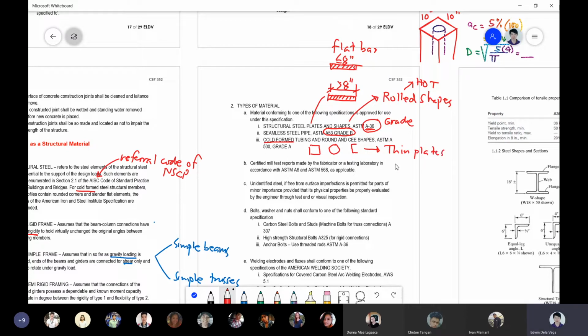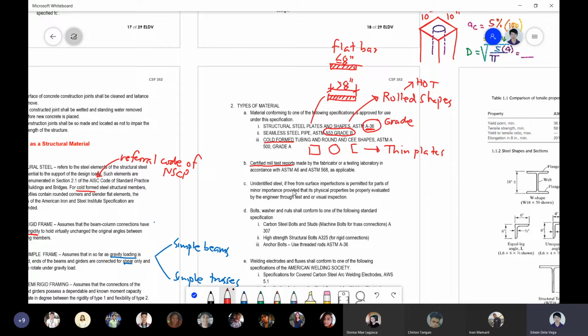Okay, so for letter B, certified mill test reports made by the fabricator or testing laboratory in accordance with the ASTM A6 and ASTM A568 as applicable. So these are just for certification purposes, that your shapes and types are passing the requirement of ASTM A6 and ASTM A568.